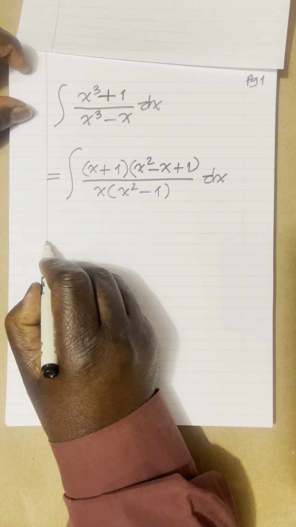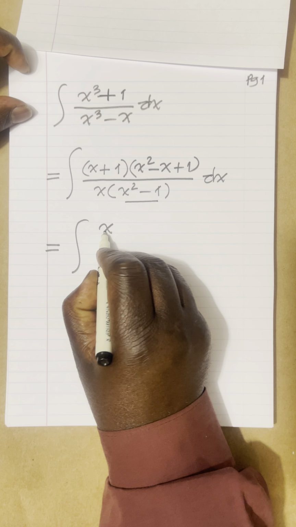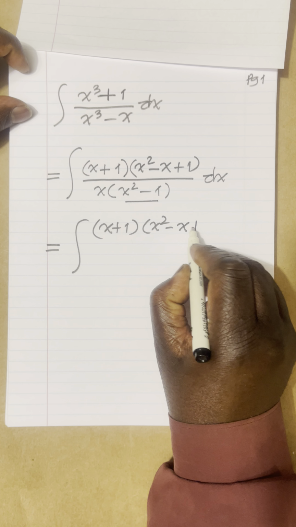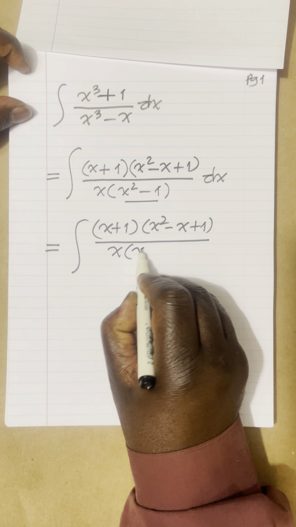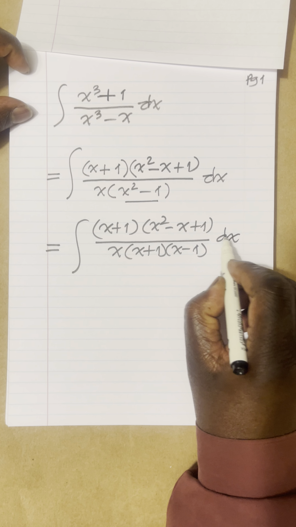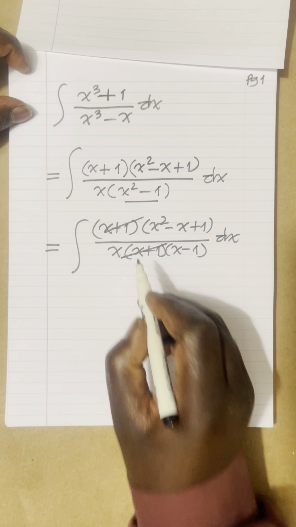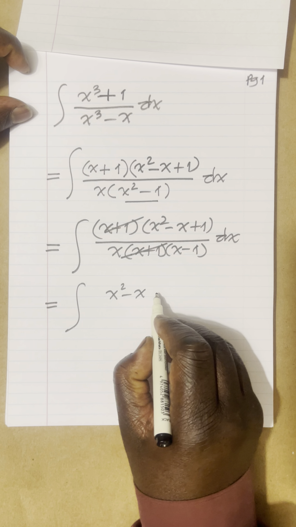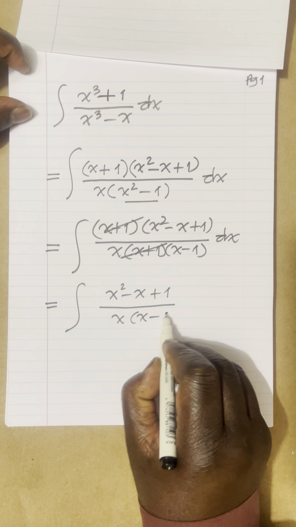Difference of two squares here, we have to factorize this part as follows. We have x plus 1 in the numerator, and then x squared minus x plus 1 all over x, difference of two squares, like I said, x plus 1, x minus 1 dx. Next, this cancels that, as you can see. So what do we have in the numerator? We have the integral of x squared minus x plus 1 all over, in the denominator, x times x minus 1 and then dx.